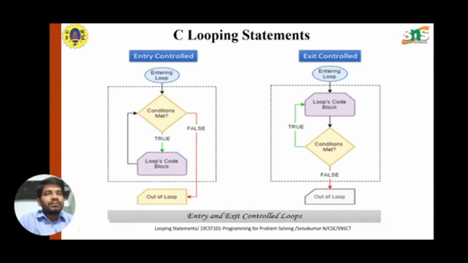Next, the exit controlled loop. The program enters the body of the block and executes the code, and then it checks the condition. If the condition is true, it goes again to execute the code, until the condition is false. When the condition gives a false result, it exits the program. So these are the two different types: entry control and exit control.